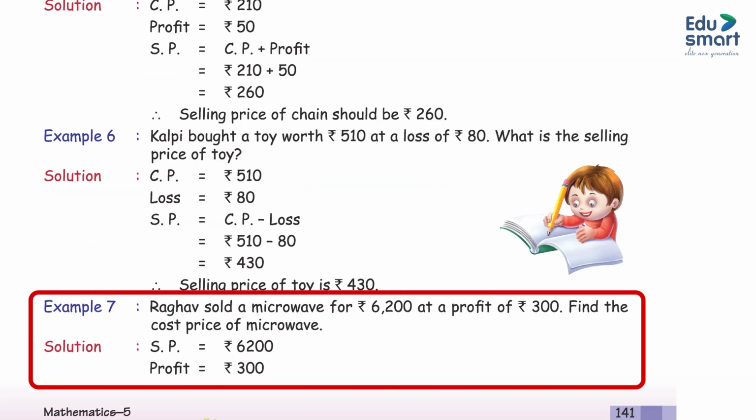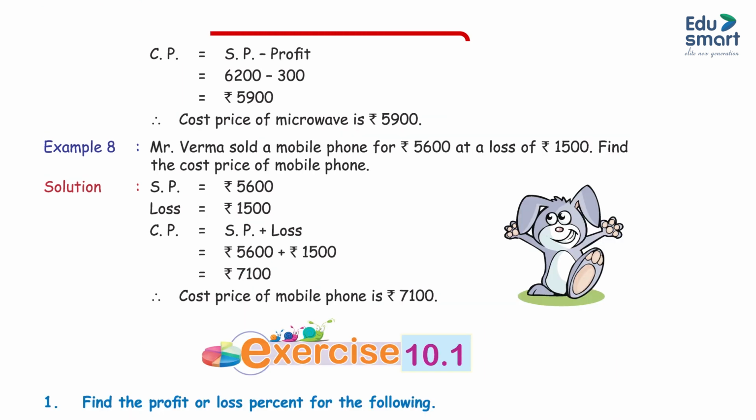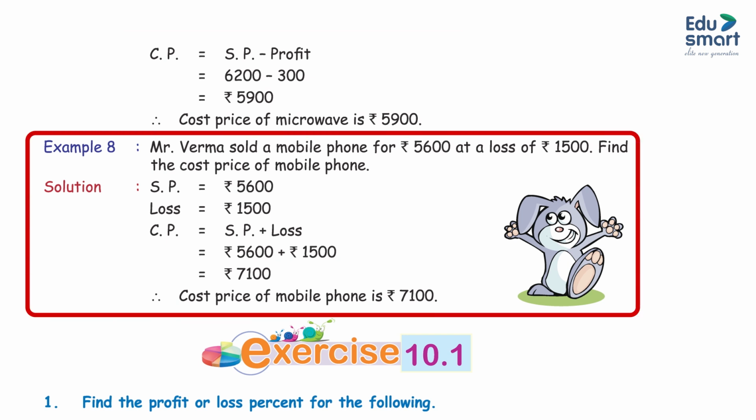Example 7. Raghav sold a microwave for rupees 6,200 at a profit of rupees 300. Find the cost price of the microwave. Solution: SP is equal to rupees 6,200. Profit is rupees 300. CP is equal to SP minus profit, 6,200 minus 300, is equal to rupees 5,900. The cost price of the microwave is rupees 5,900. Example 8. Mr. Verma sold a mobile phone for rupees 5,600 at a loss of rupees 1,500.